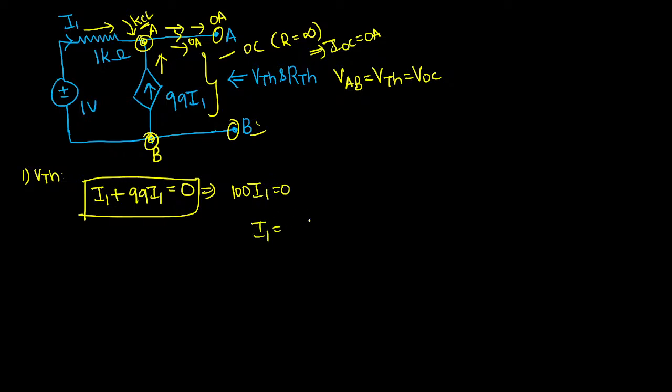So I1 equal to 0 by 100, or I can say 0 ampere. So we found the value of I1. If I substitute here, then what will happen? Since I1 is 0 ampere in this circuit, if you redraw the circuit, what will happen?